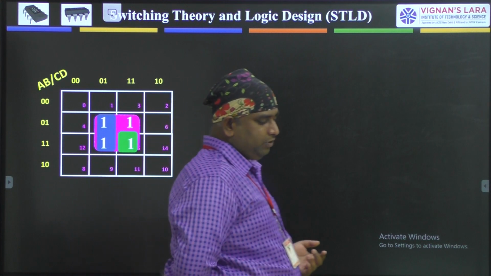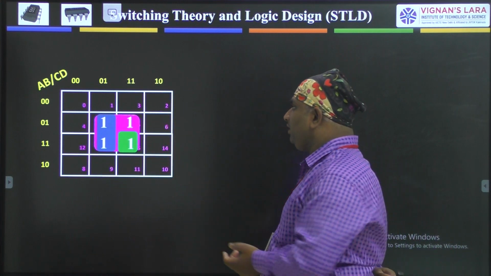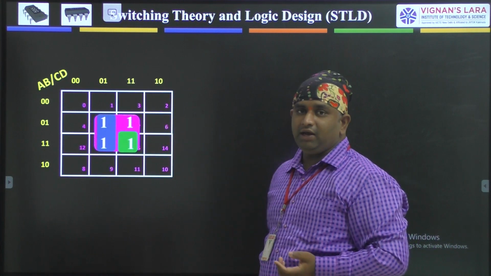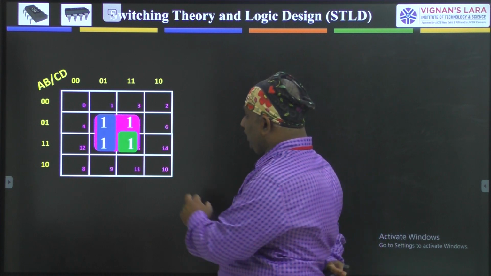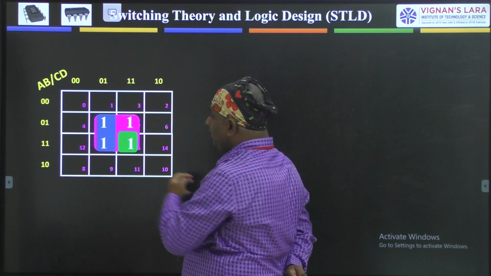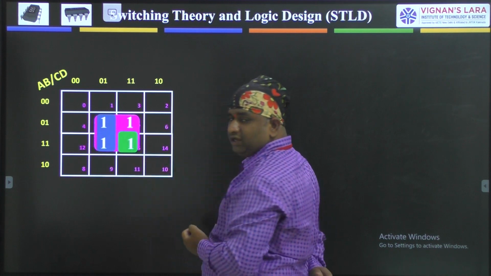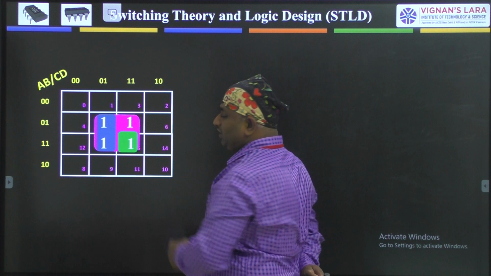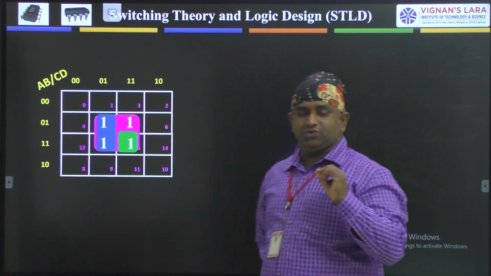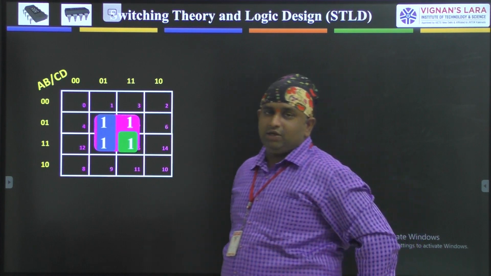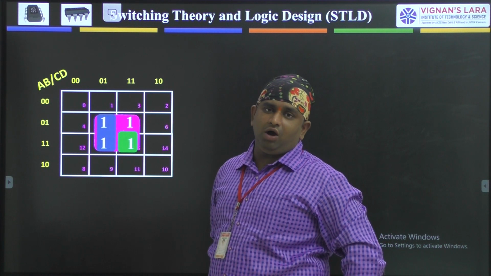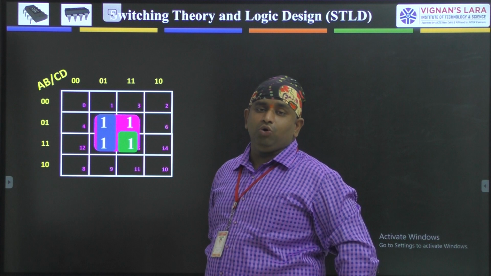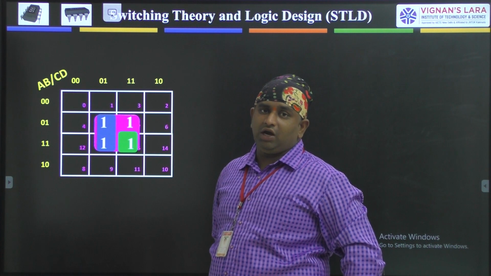Let us see one example. Here I have taken a 4-variable K-map. In this I have framed a quad group with pink color, a pair group with blue color, and with green color I have represented an individual minterm. Which one is called minterm, which one is essential prime implicant, and which one is prime implicant, we will see now.